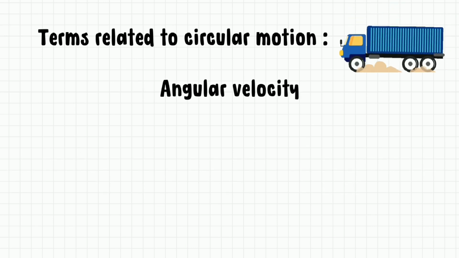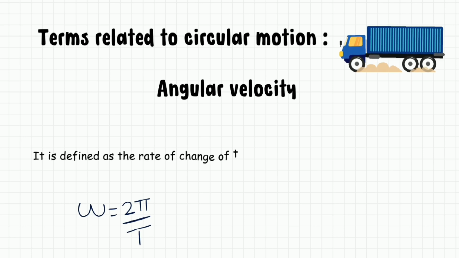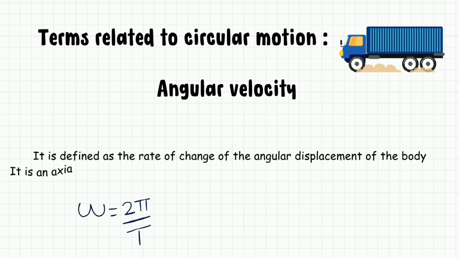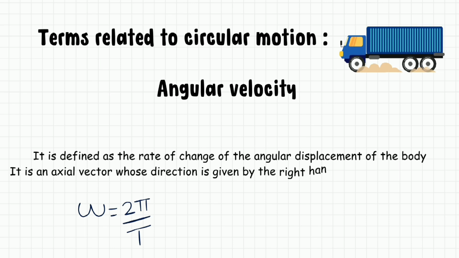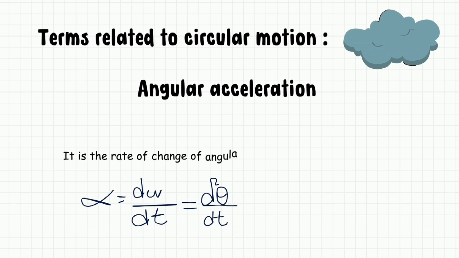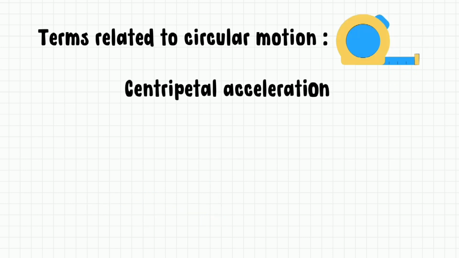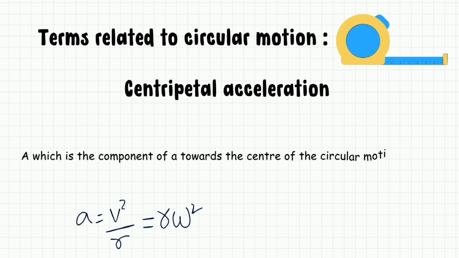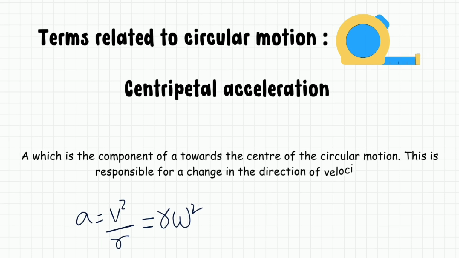Angular velocity. It is defined as the rate of change of the angular displacement of the body. It is an axial vector whose direction is given by the right-hand rule. Its unit is rad/s. Angular acceleration. It is the rate of change of angular velocity. Its unit is rad/s². Centripetal acceleration, which is the component of a towards the center of the circular motion. This is responsible for a change in the direction of velocity.